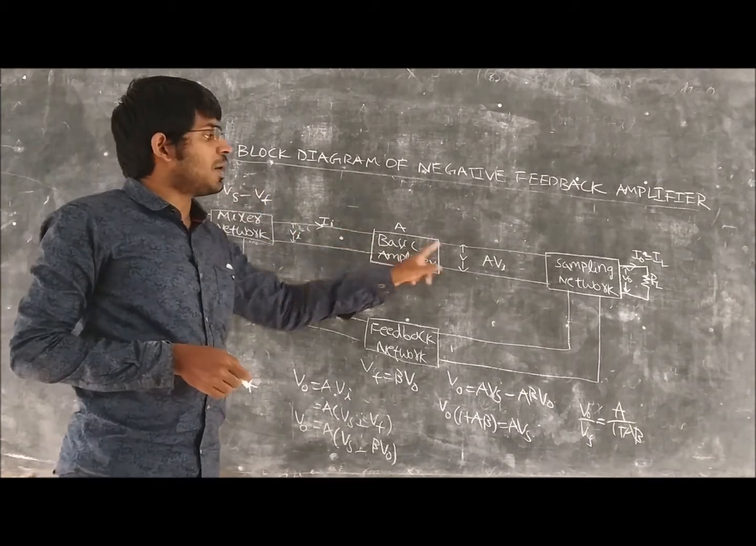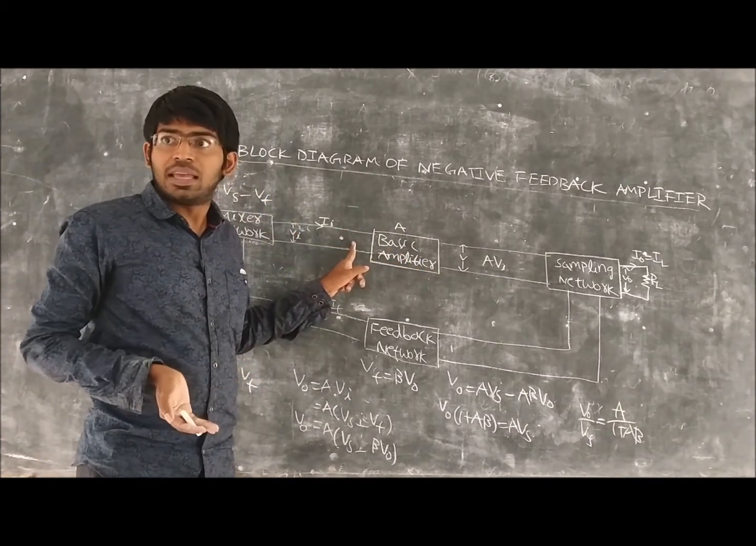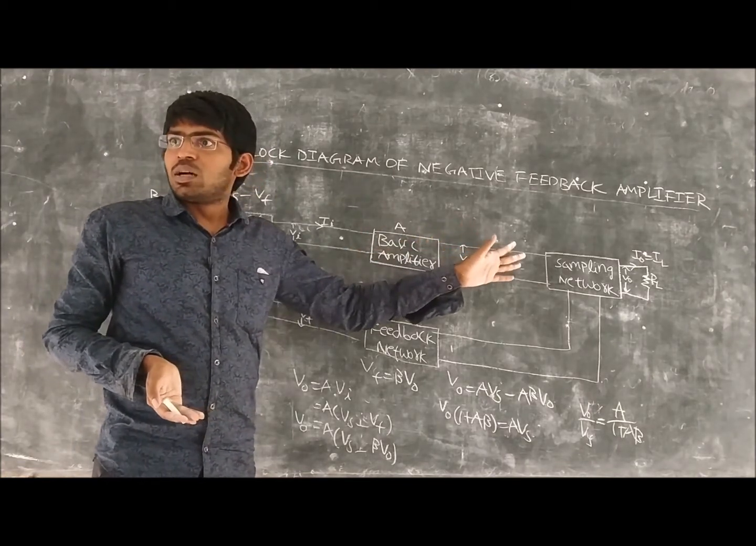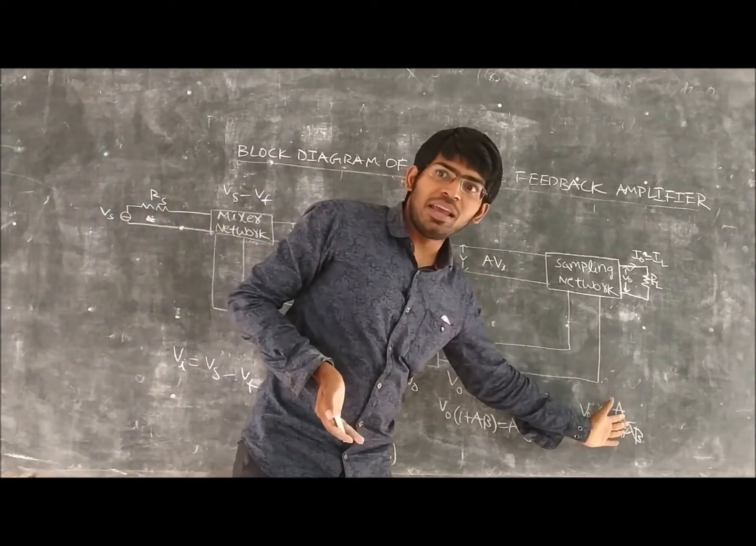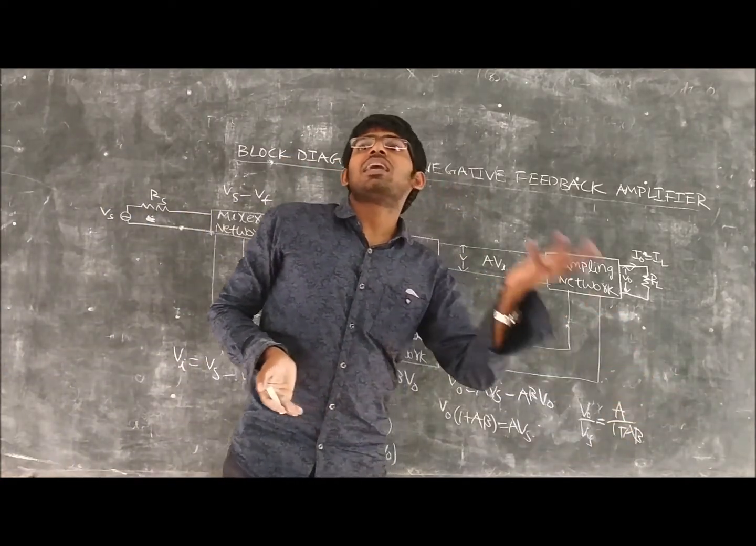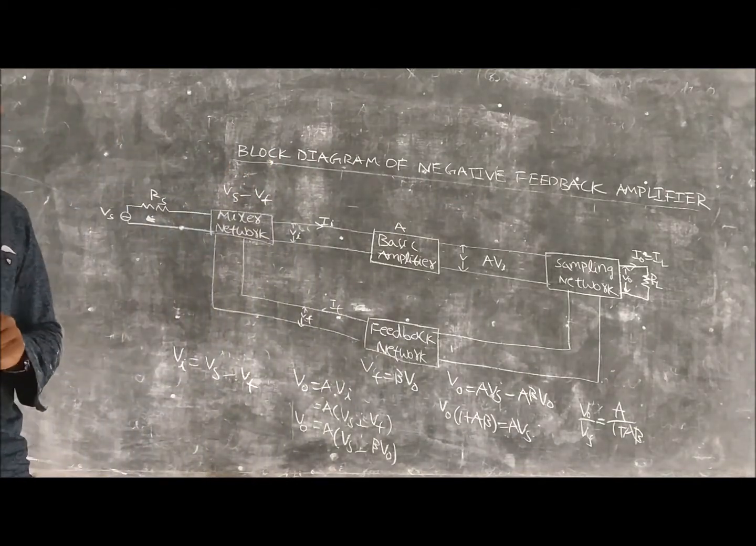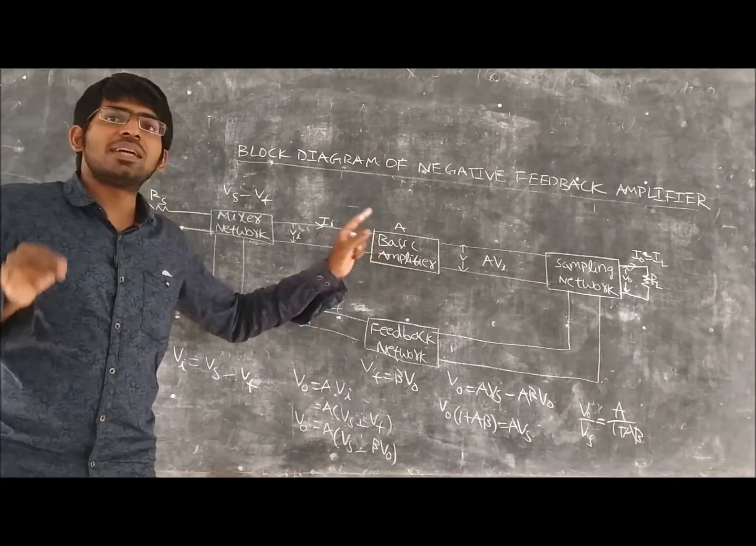V0 by Vi is A, whereas V0 by Vs is A by 1 plus A beta. This is the difference between the gain of the feedback amplifier and the gain of the basic amplifier.